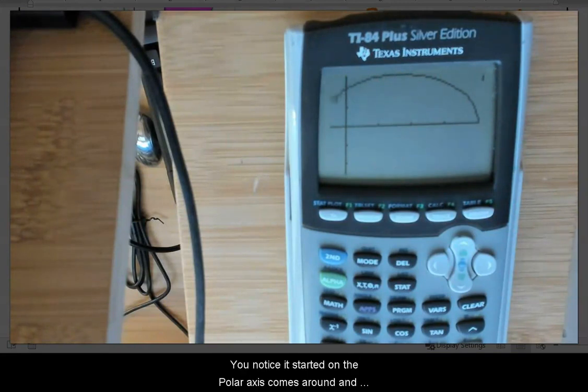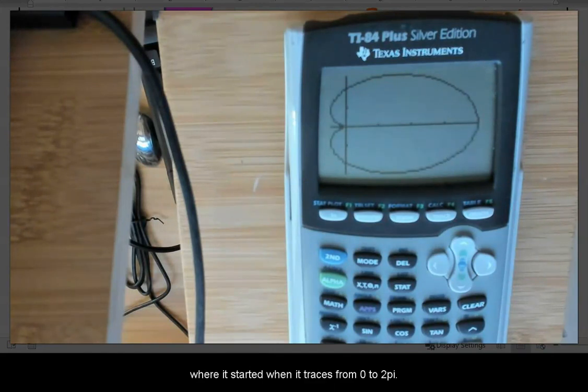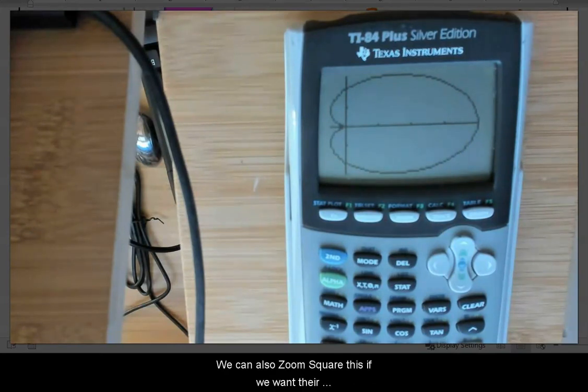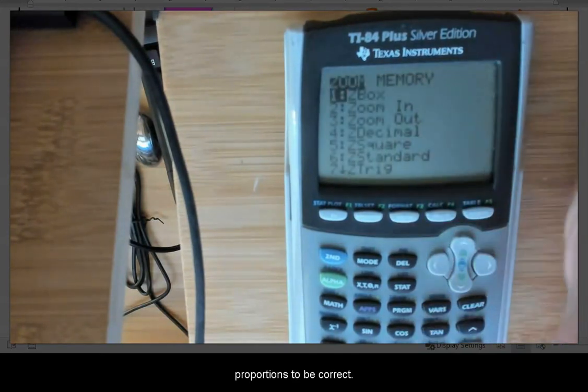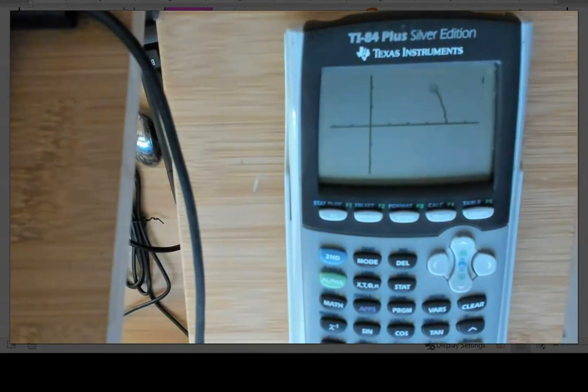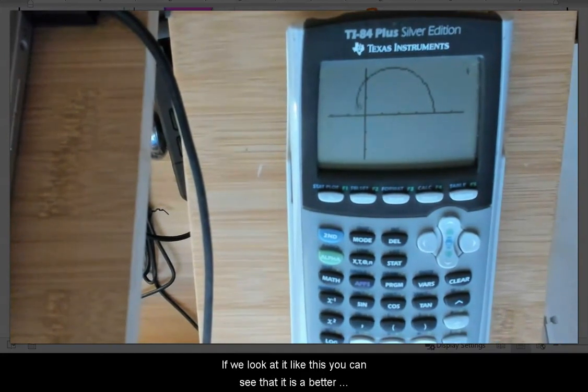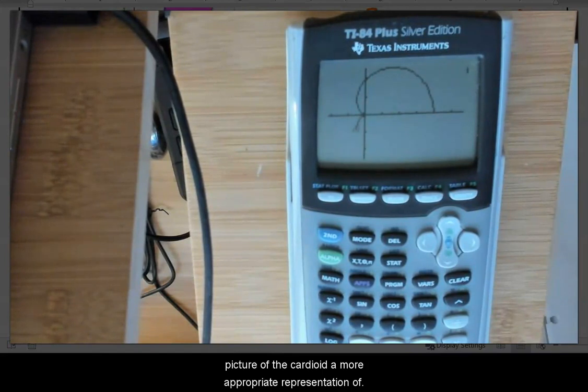You'll notice it started on the polar axis, comes around and hits the pole, bounces off the pole into the third quadrant, comes around into the fourth quadrant, and ends up back where it started when it traces from 0 to 2 pi. We can also zoom square this if we want the proportions to be correct. If we look at it like this, you can see that it is a better picture of the cardioid, a more appropriate representation of it.